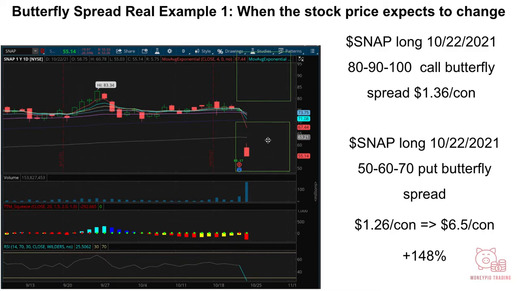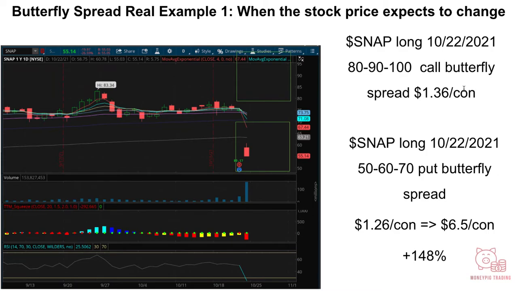On the other hand, that's what we put in the previous slide. We also bought Snapchat with the same week expiration, October 22nd, 2021, a 50, 60, 70 put butterfly spread. We got in at 1.26. So together we paid about $2.62 per contract for these two contracts together.